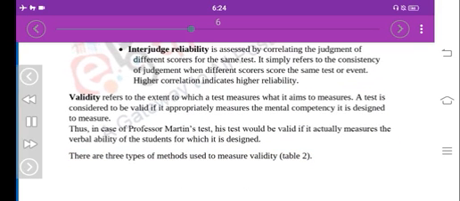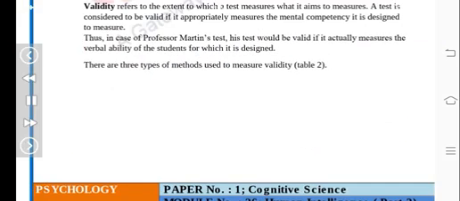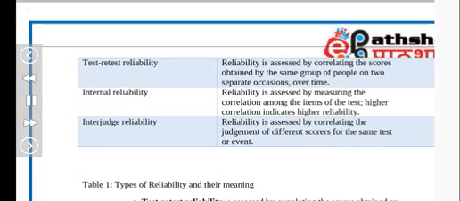Test-retest reliability. Reliability is assessed by correlating test scores obtained by the same group of people on 2 separate occasions, over time. Internal reliability. Reliability is assessed by measuring the correlation among the items of the test. Higher correlation indicates higher reliability. Interjudge reliability. Reliability is assessed by correlating the judgment of different scorers for the same test or event.